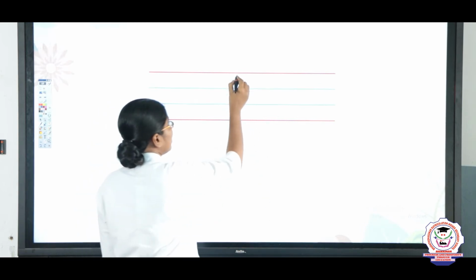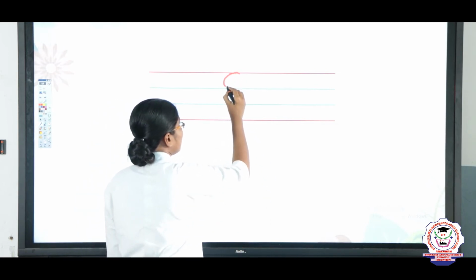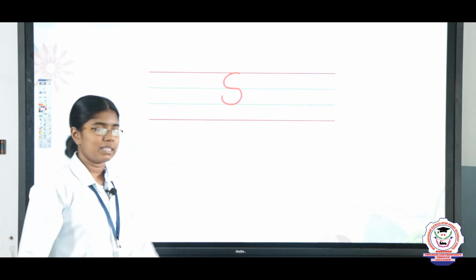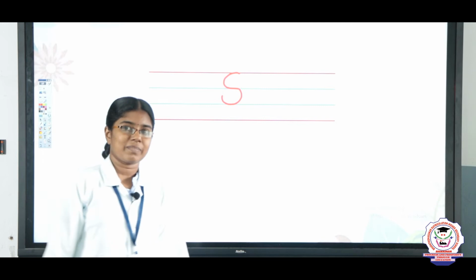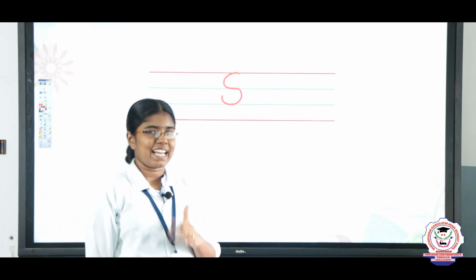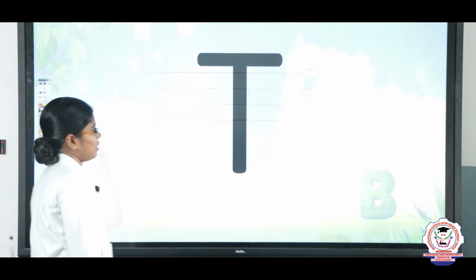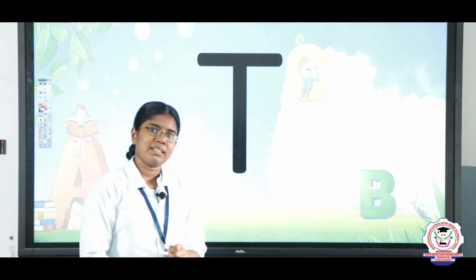Okay. From here, right open curve and then left open curve. This is the letter S. Very good. Next one is, what letter is that?